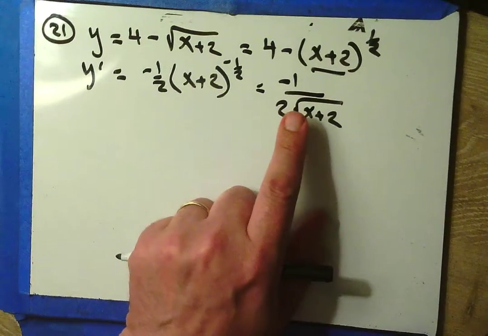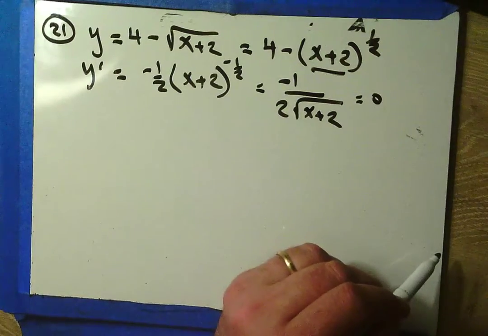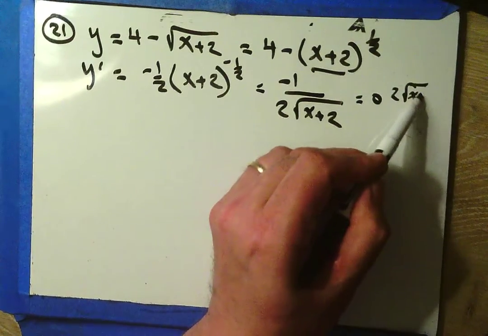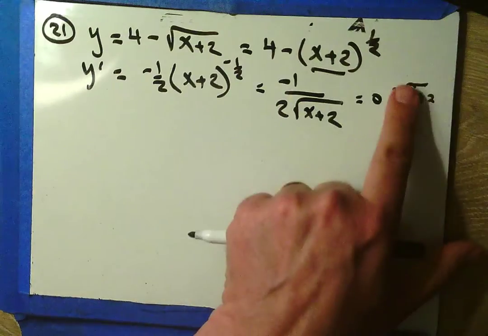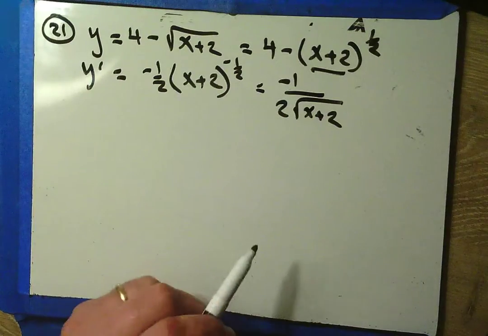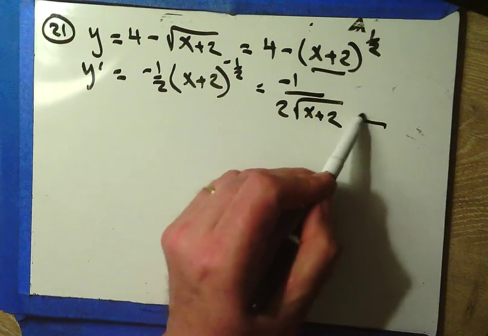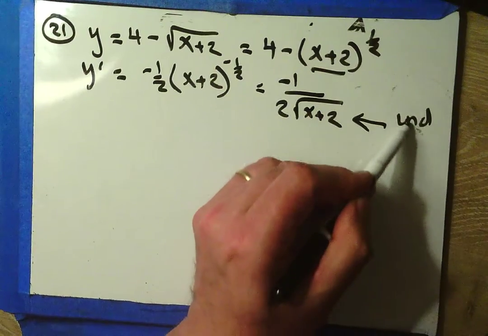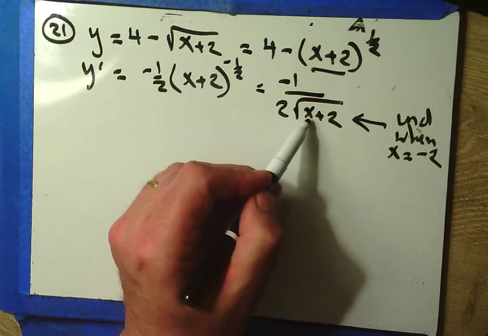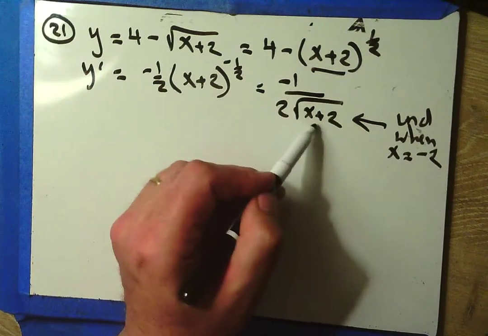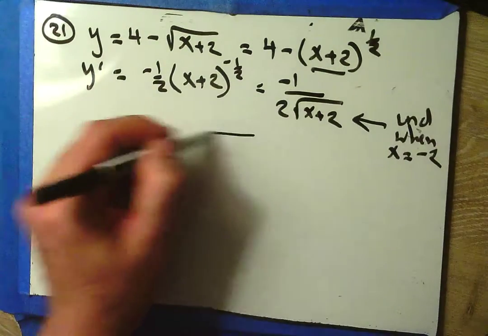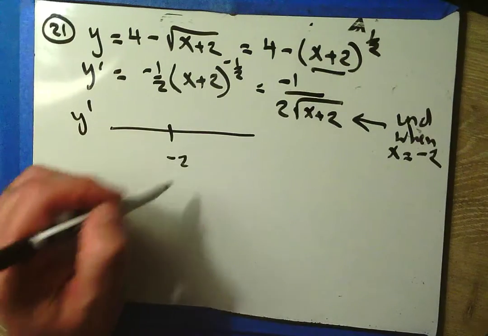This y prime is never equal to 0 because, look, if you set this derivative equal to 0, you'd multiply both sides by 2 root x plus 2, and then 0 times that is still 0, and over here we just cancel out the denominator. So never is y prime equal to 0, but y prime is undefined when x equals negative 2. Negative 2 gives me 0. Square root of 0 is 0, times 2 is 0, and I'm dividing by 0. So I've got a critical point for my y prime sign chart at negative 2.